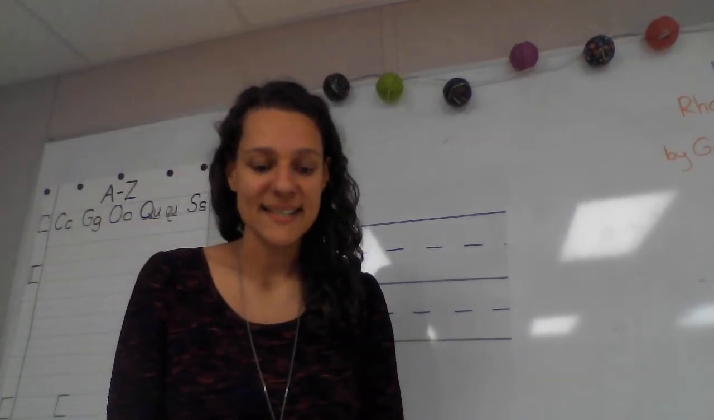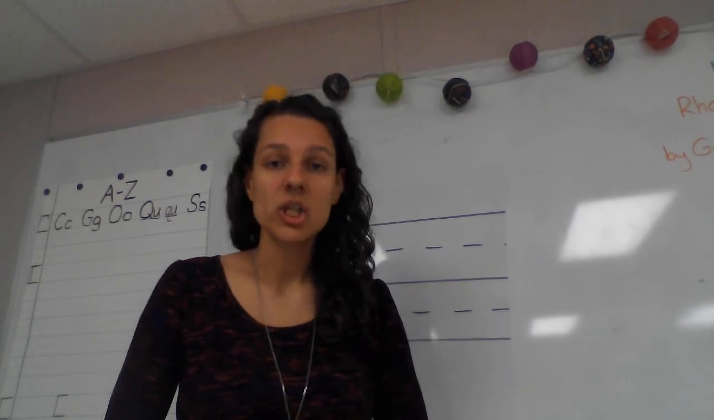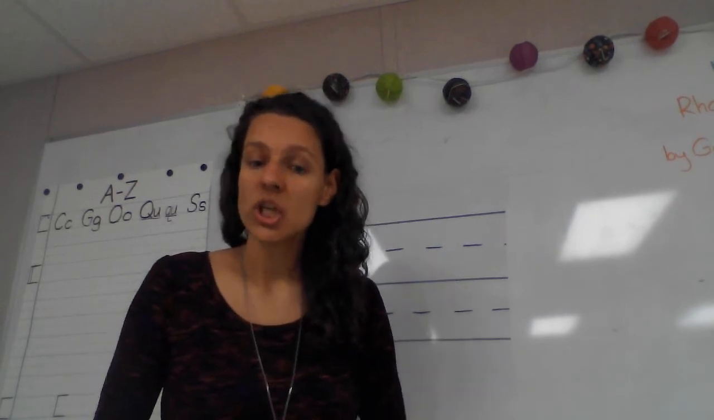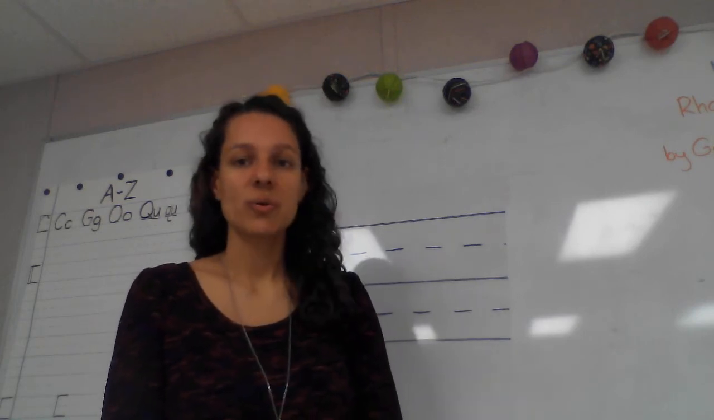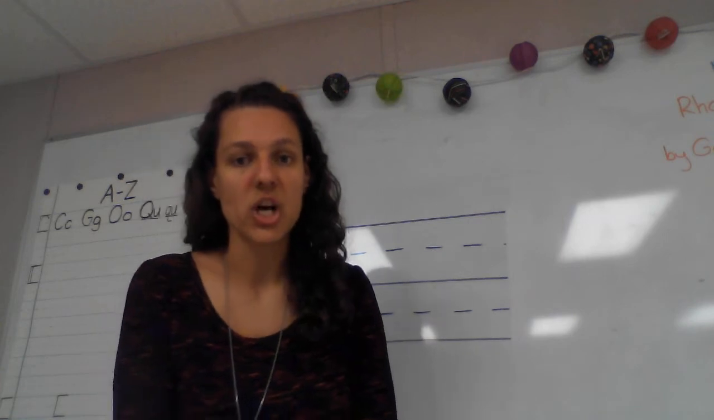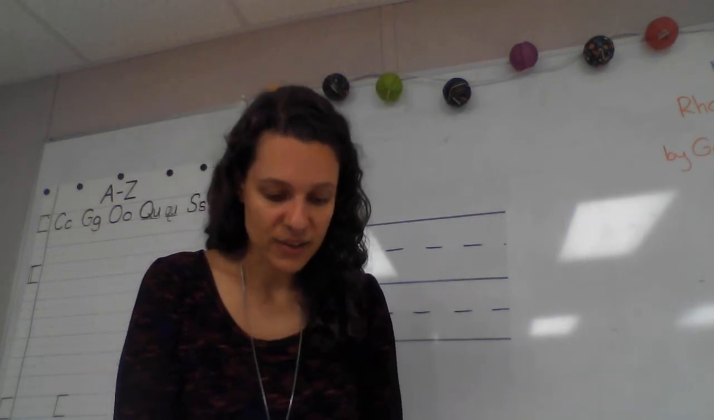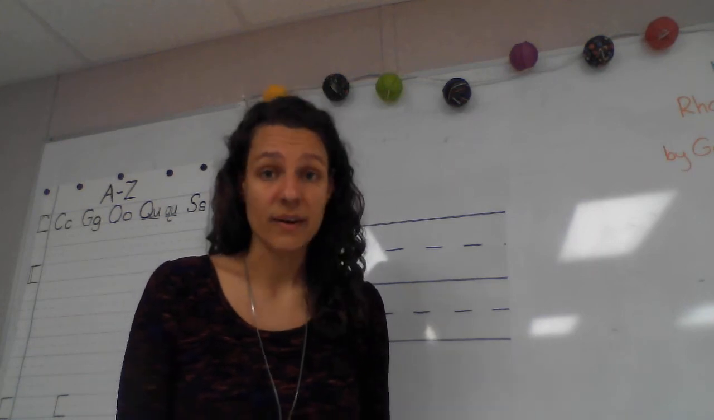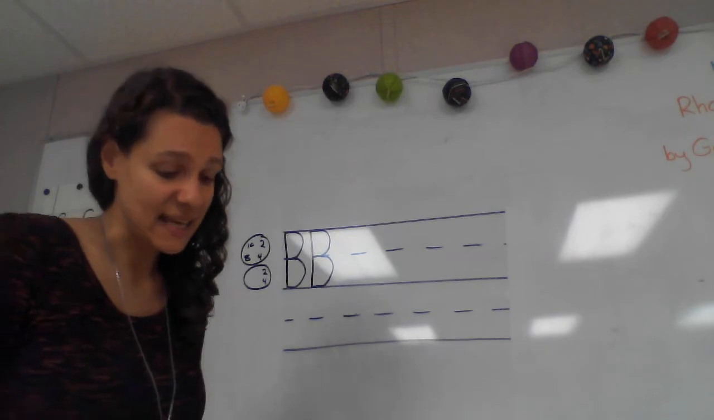All right, nice job, class. The next one we're going to write is a capital D. Capital D is a tall line letter, not like lowercase d. Remember, what kind of a stroke do we start d with? Lowercase. Very good, a clock stroke. So this one is formed differently from the lowercase, and its letter name is D.